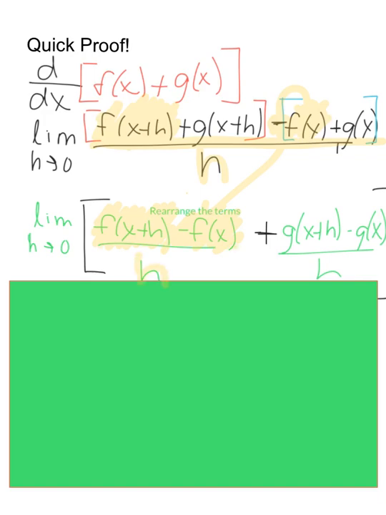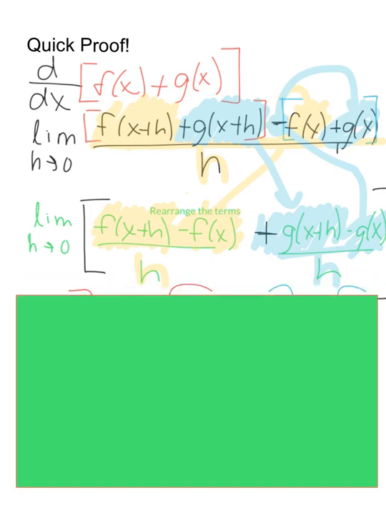Similar with the g of x plus h and the g of x, here g of x plus h was positive. So I've just put that over here and obviously kept it positive. And then this negative right here also would have applied to the positive g of x, making it negative. So I've just written that back here and again given it the denominator of h.